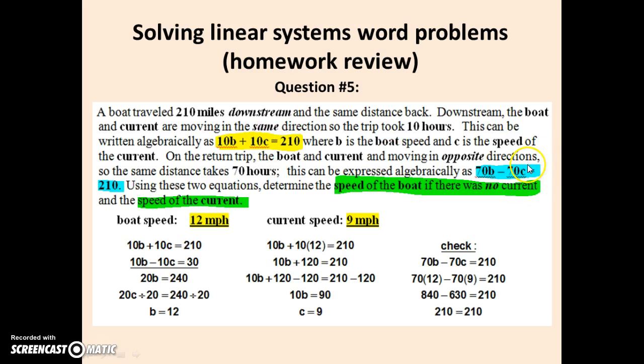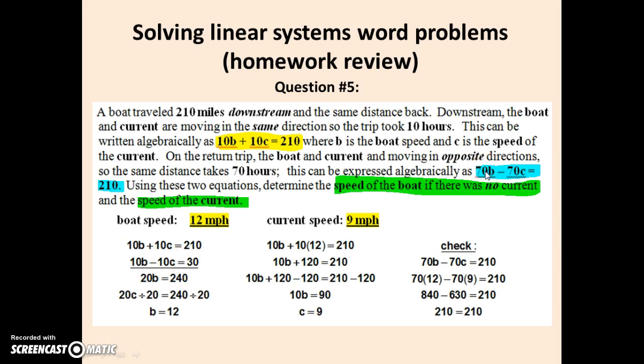This time they gave you the equations. All you had to do was do something with the equations to solve it. If you see, we got 10b plus 10c equals 210, 70b minus 70c equals 210. You can see that I highlighted the yellow highlighted one I just put down, but I did something to the one that was highlighted in blue. What did I do? How did I get 10b minus 10c equals 30?